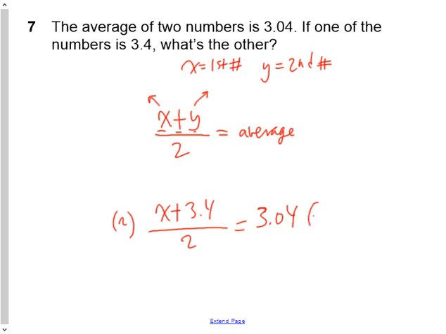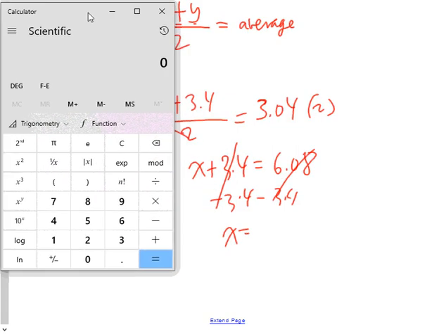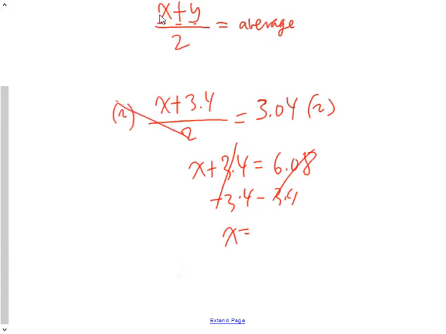Double both sides. So you get x plus 3.4 equals 6.08. Subtract the constant on both sides. x will equal 6.08, oh, that's not an 8, that's a 7, minus 3.4, which equals 2.68. So therefore, since it's a story problem, the second number is 2.68.